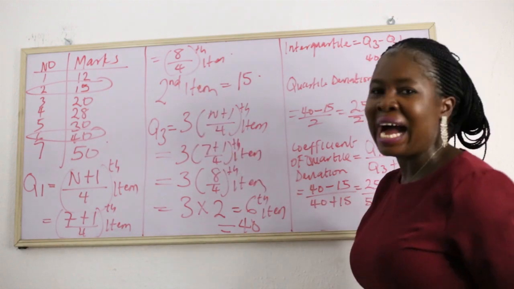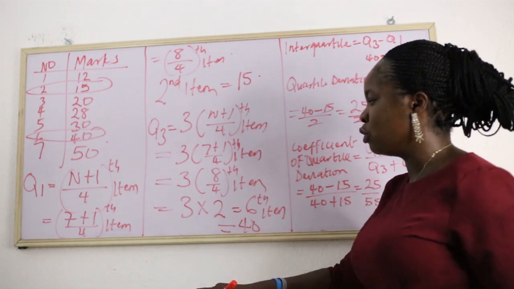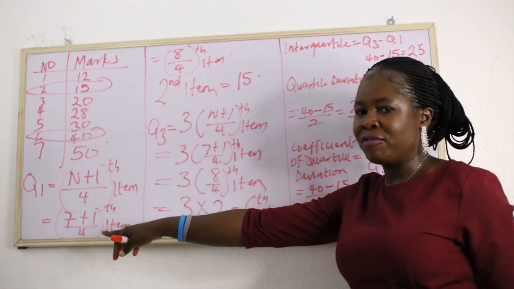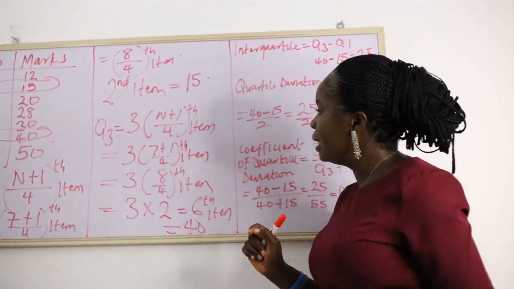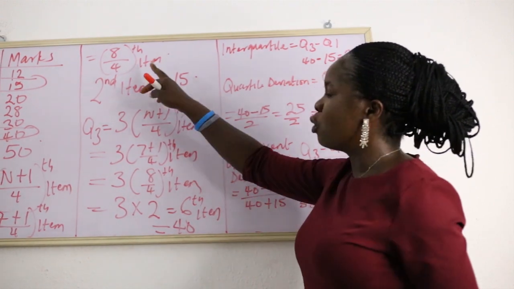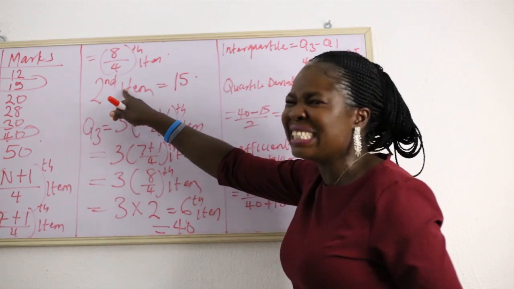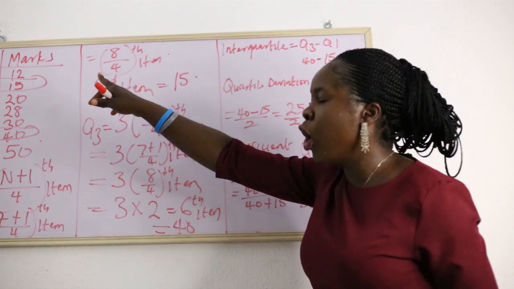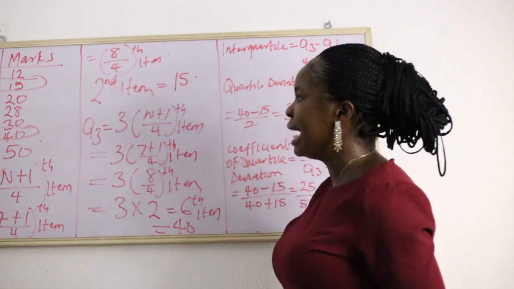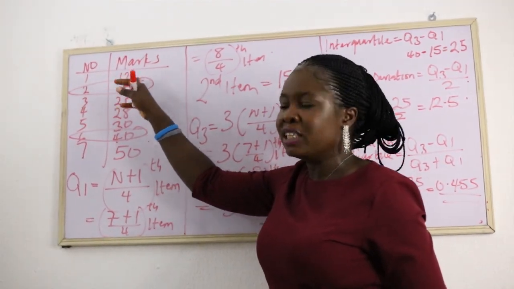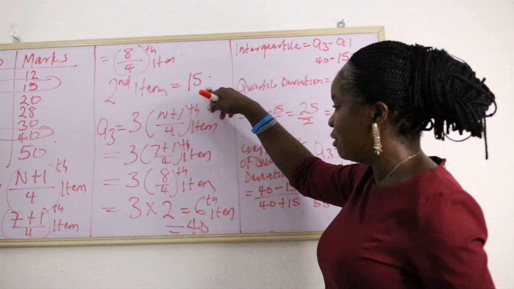How many items do we have? We have 7 items, so we have 7 plus 1 divided by 4, nth item. Then 7 plus 1 is equal to 8. 8 divided by 4 means the second item on our marks. And the second item, as I have circled out, is what? The mark is 15. So the mark here is 15.